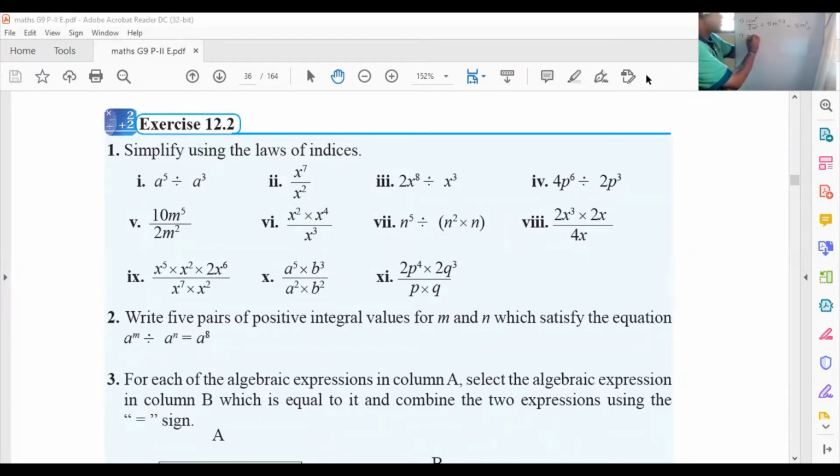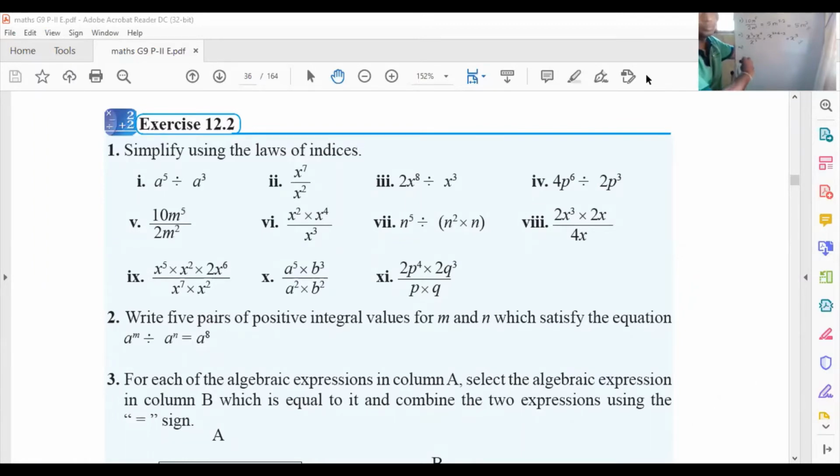Sixth question, x to the power 2 multiplied by x to the power 4 divided by x to the power 3. When multiplying same bases, indices should be added, and when dividing, indices should be subtracted. The 3 should be subtracted. These two indices should be added. Then x to the power 6 minus 3, x to the power 3.